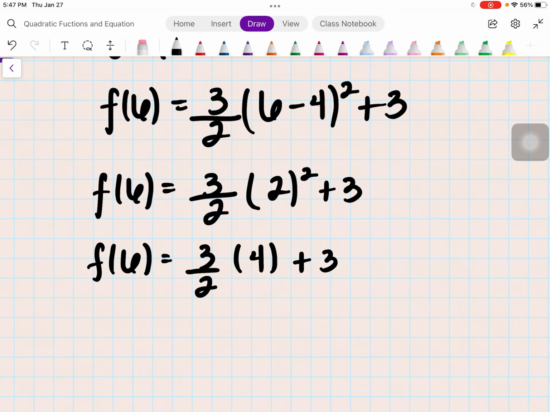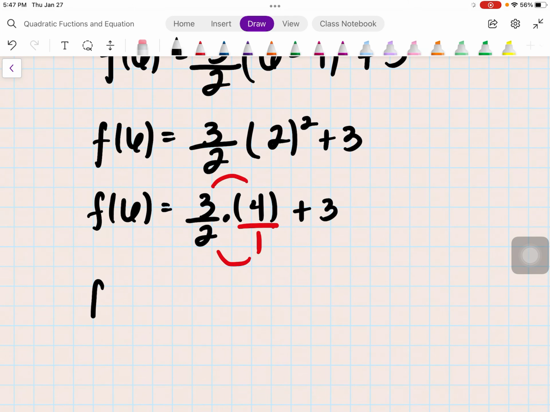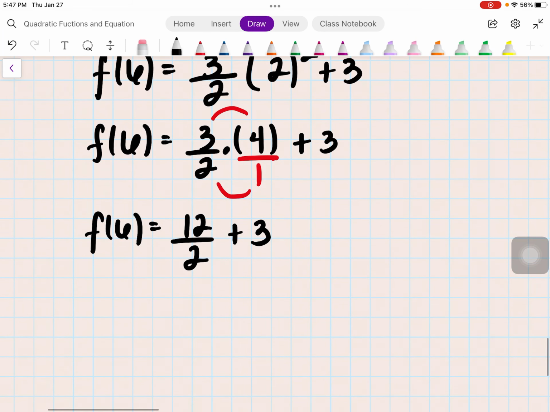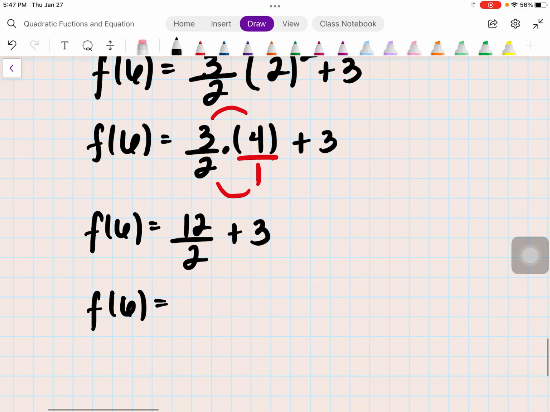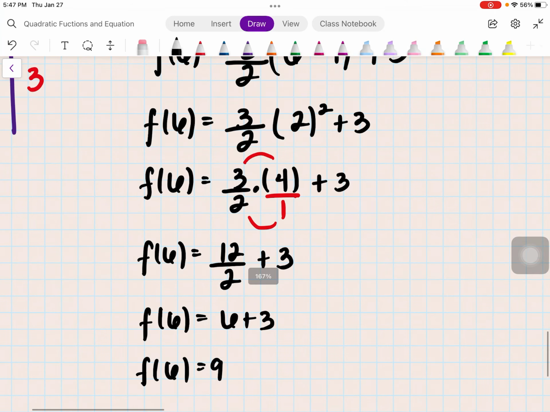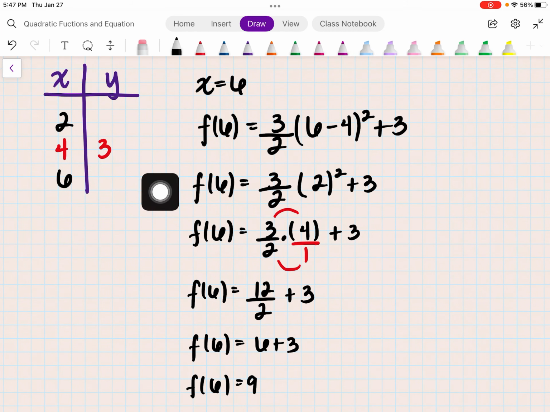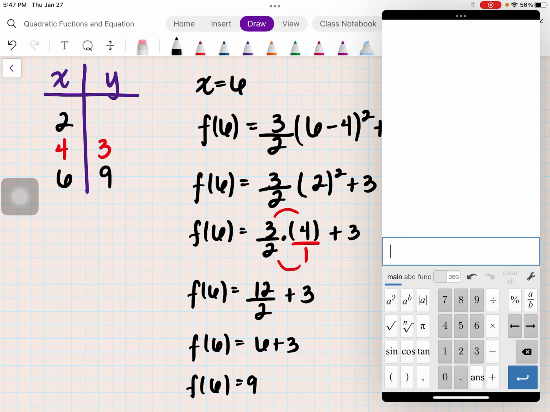Now, in this case, guys, because we have a whole number times a fraction, we actually want to go ahead and convert this whole number into a fraction. So I'm actually going to write that over 1. And the way we multiply this is top with top, bottom with bottom. So in this case, that's going to be f of 6 equals 3 times 4 is 12, 2 times 1 is 2, plus a 3. So 12 over 2 in this case, guys, is going to give us a 6. 6 plus 3 is 9. So what they're telling us in this case, guys, is that when x is equal to 6, y in this case is 9.